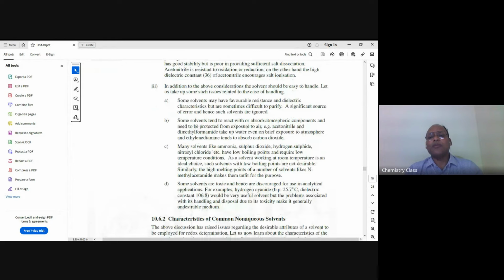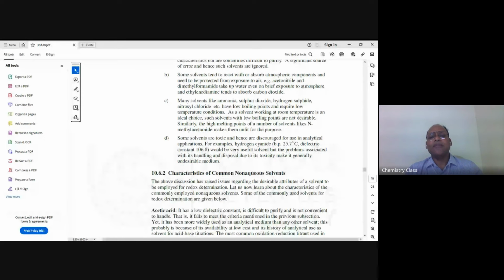Many solvents like ammonia, sulfur dioxide, hydrogen sulfide, nitrosyl chloride, etc. have low boiling points and require low temperature conditions. A solvent working at room temperature is an ideal choice. Such solvents with low boiling points are also not desirable. In this case, if low temperature is needed, temperature also becomes an essential part of the work. This kind of solvent should be avoided.